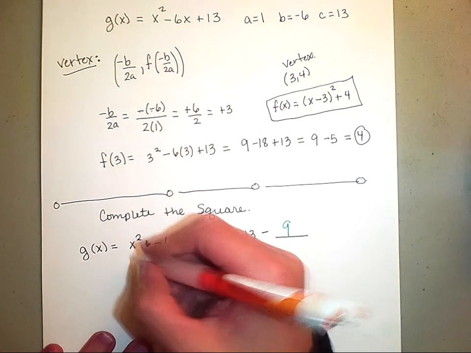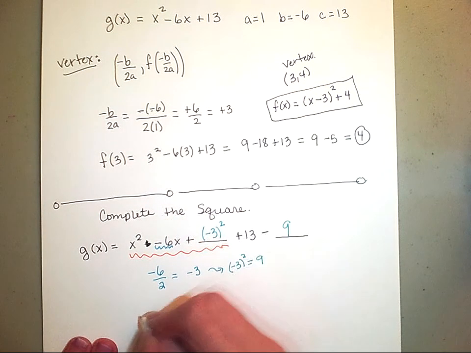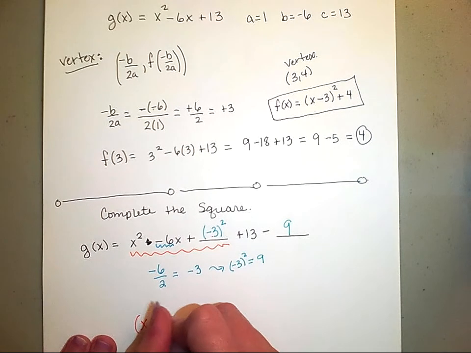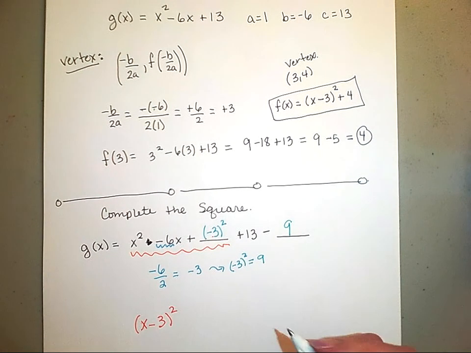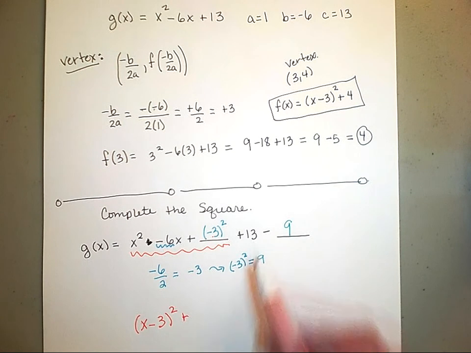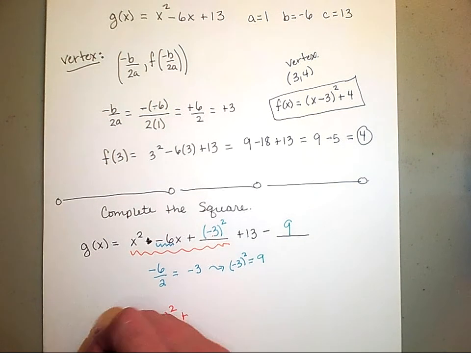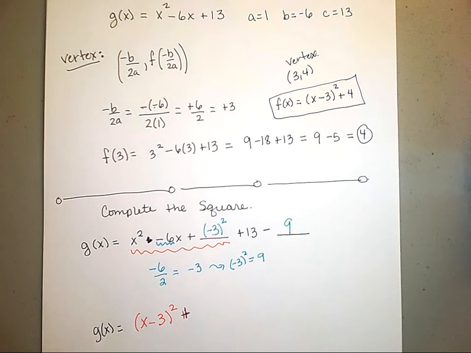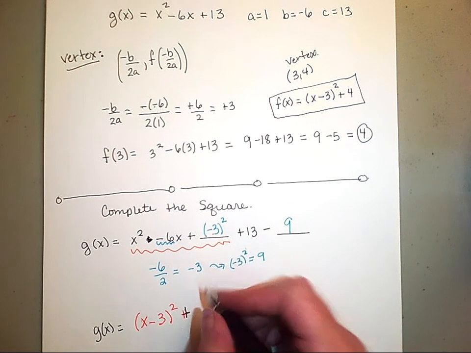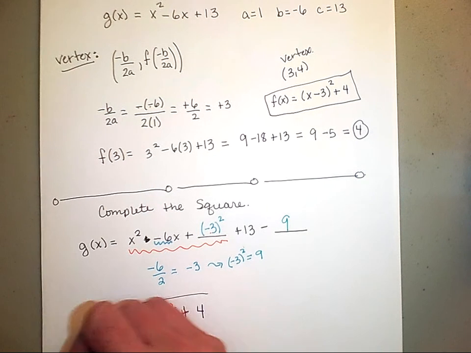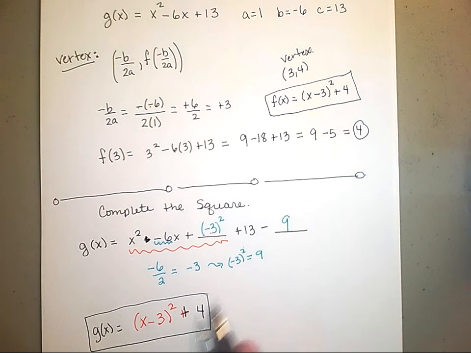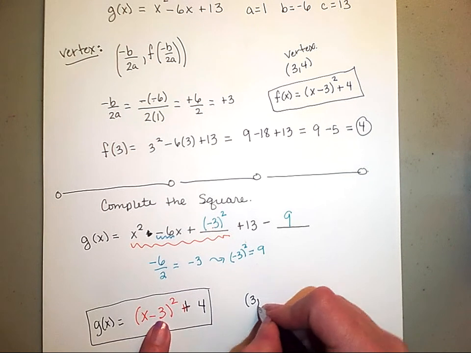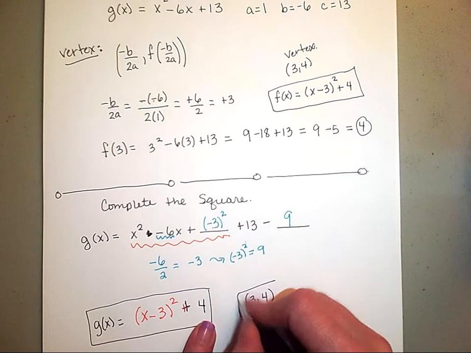And why I do that is because this will collapse into the quantity x minus 3 squared. Okay, so this is still g of x is equal to, so then we're adding 13 minus 9, which is 4. So it's actually a lot less work to just do it this way. Okay, and then from here we can read that the vertex happens at h, comma, k.